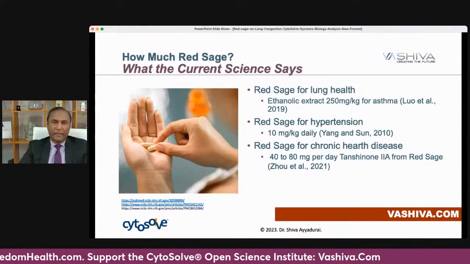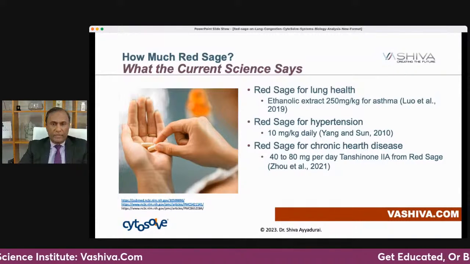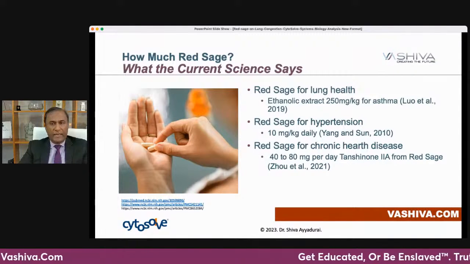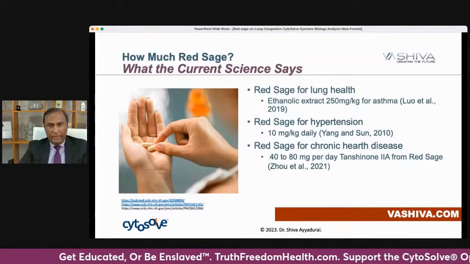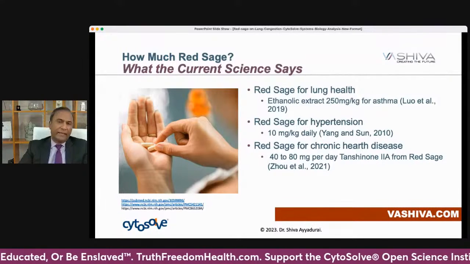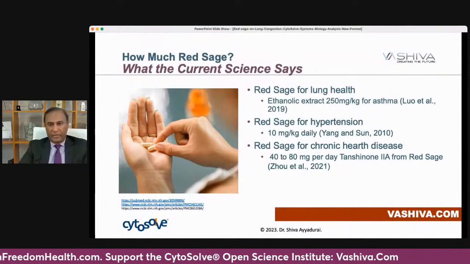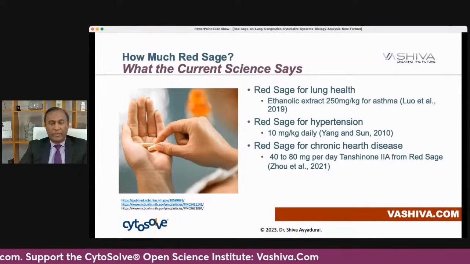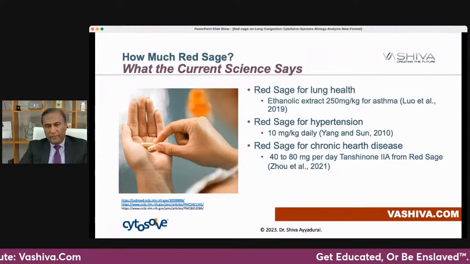But anyway, if you want to look into it, there's an ethanolic extract, and you want to take about 250 milligrams per kilogram. That's for asthma, and that comes from Luo et al. in a 2019 research paper. So you can get the extract of these things in various ways. Like this is ethanolic extract, 250 milligrams per kilogram. That means if you're 1 kilogram, you need 250 milligrams for 1 kilogram of weight.